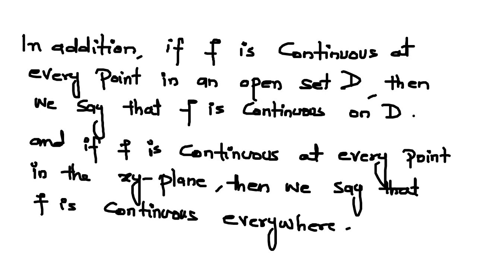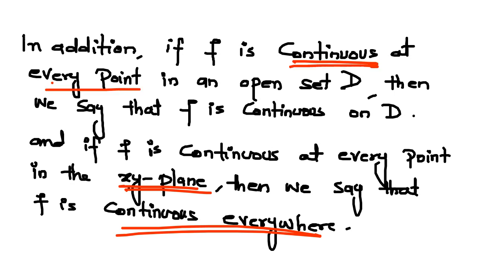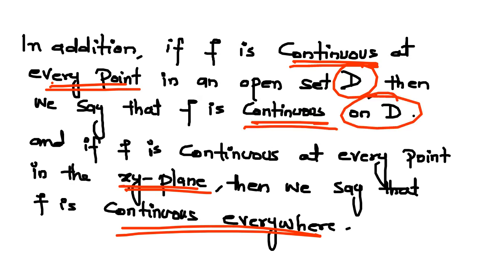Okay, so what does that mean? If you choose any function which is continuous in the x y plane, it must be continuous everywhere. If the function is continuous at every point in the open set D, it must be continuous on D. So these are the conditions you must remember. Okay, there is a theorem for finding the continuity of a function. You have to remember this theorem. You have to memorize this theorem.